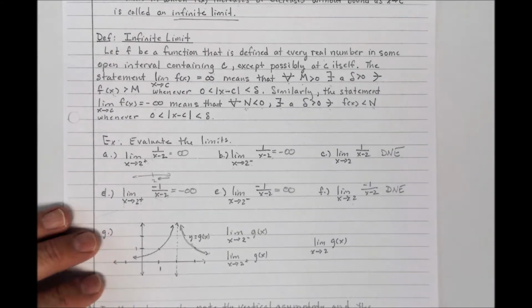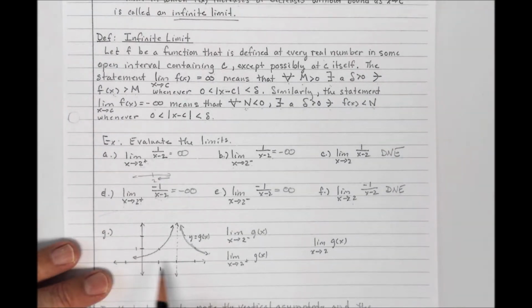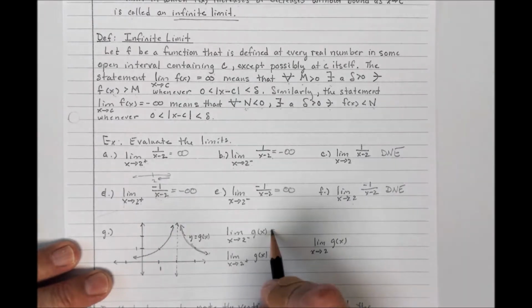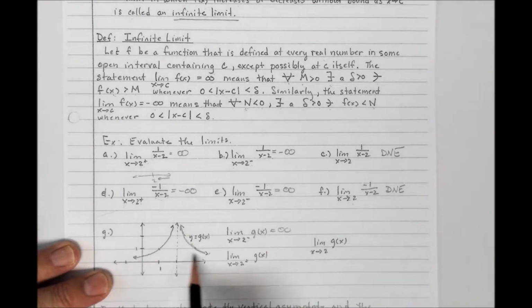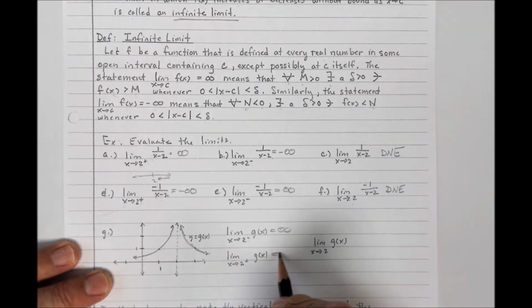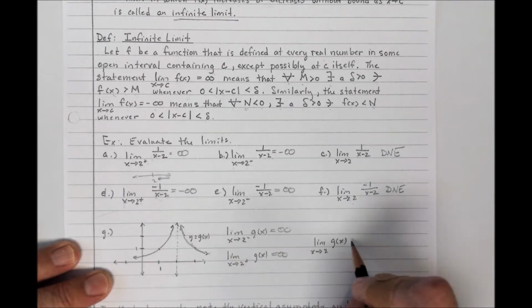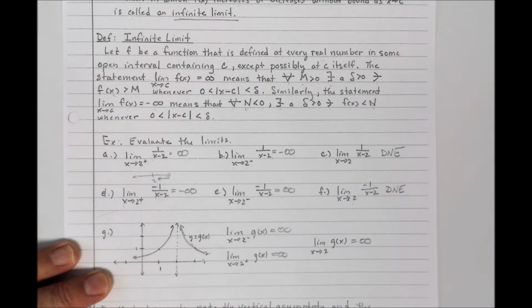All right, now here I provided a graph. I don't have an actual function here, but I want to know what's going on from the left side and from the right side. Well, from the left side, it's going to positive infinity. From the right side, it's going to positive infinity. So for the two-sided limit, we say that it goes to positive infinity because these are the same.